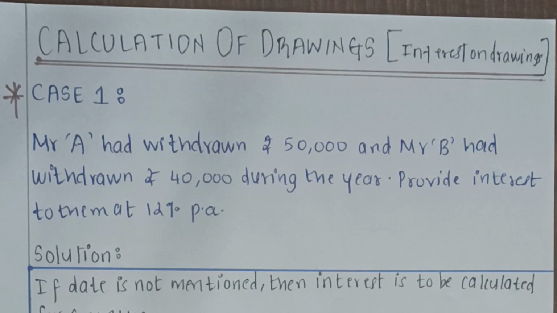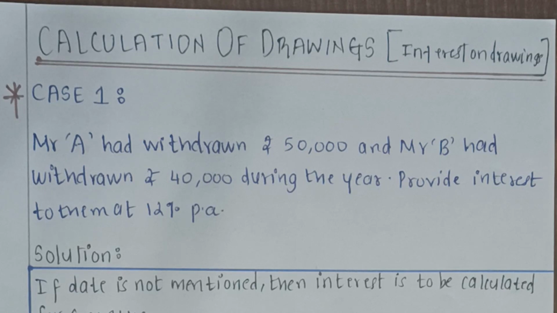Case 1 says that Mr. A had withdrawn rupees 50,000 and Mr. B had withdrawn rupees 40,000 during the year. Provide interest to them at 12% per annum. Students, here we have to remember that in this problem, the date is not mentioned. Then the interest should be calculated for 6 months.